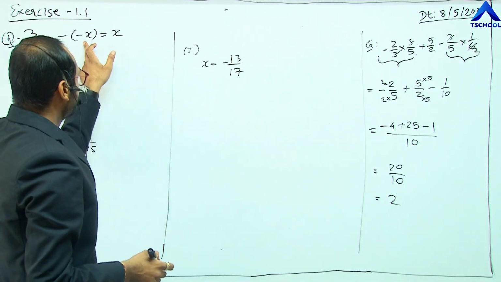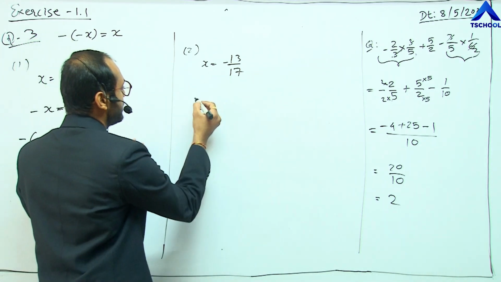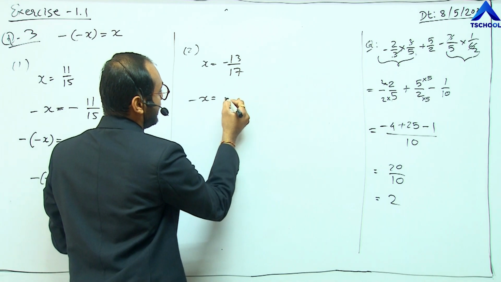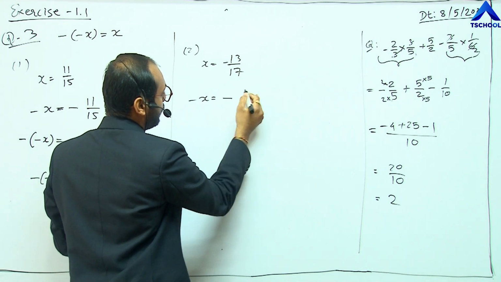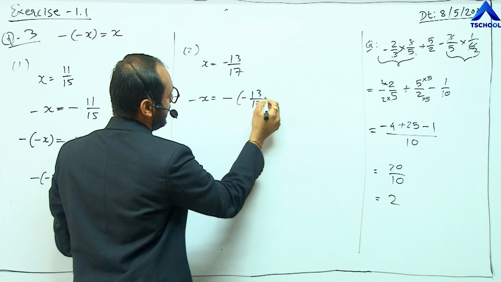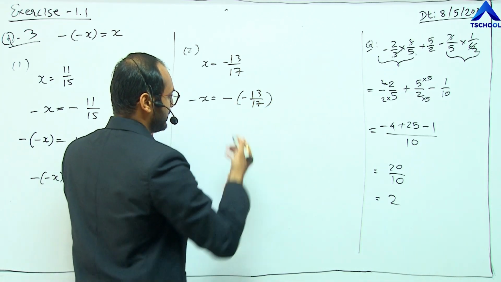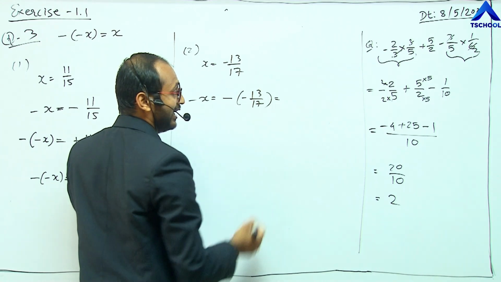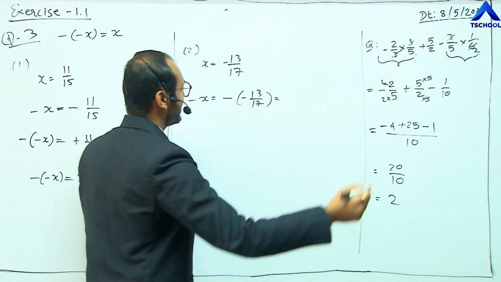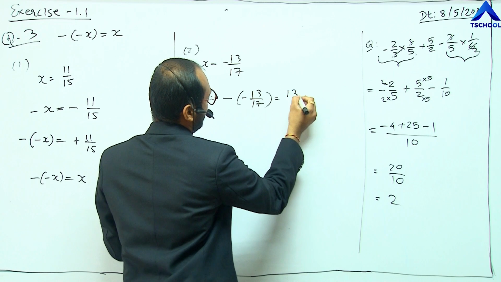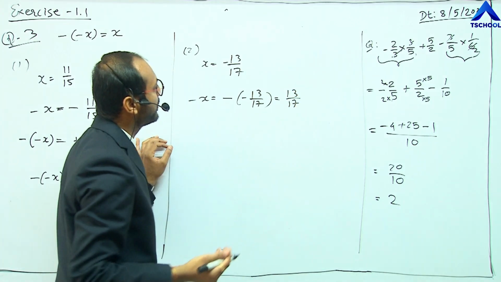So how can we verify this? In the same manner. What is minus x? It is minus of minus 13 by 17. That is minus into minus, that is plus. We had studied this in standard 7 basics. So it is 13 by 17.